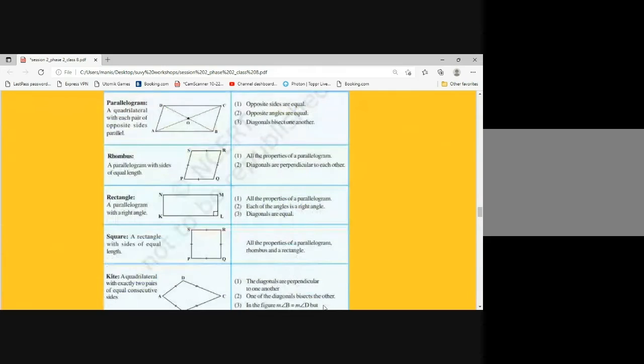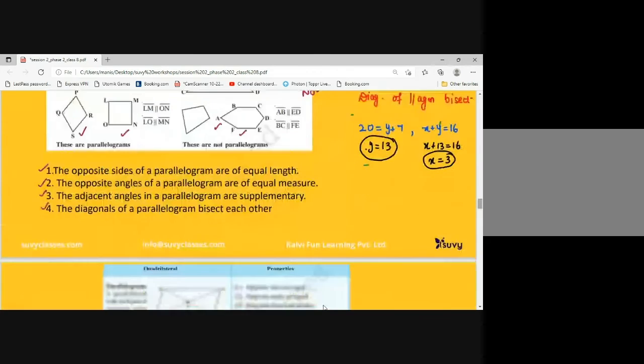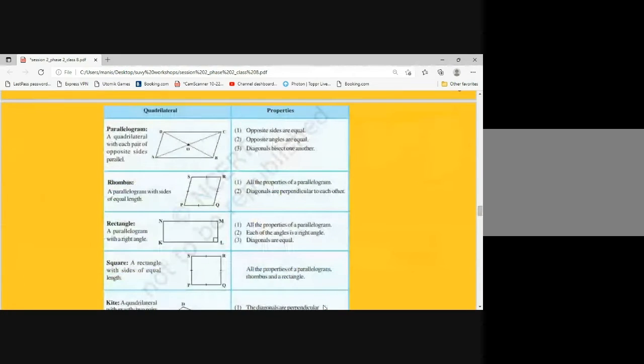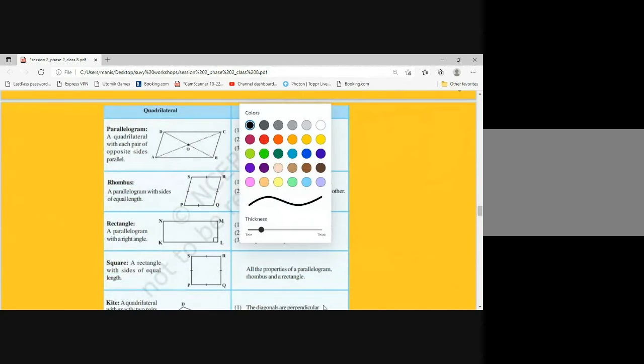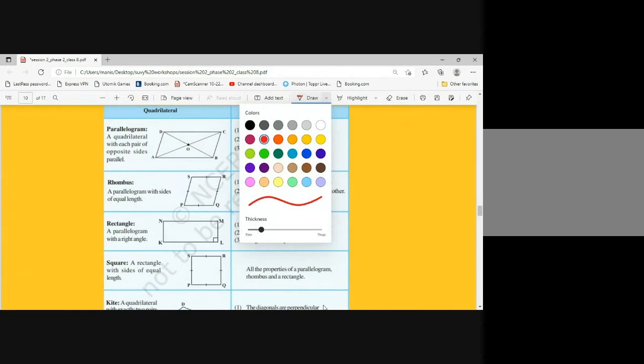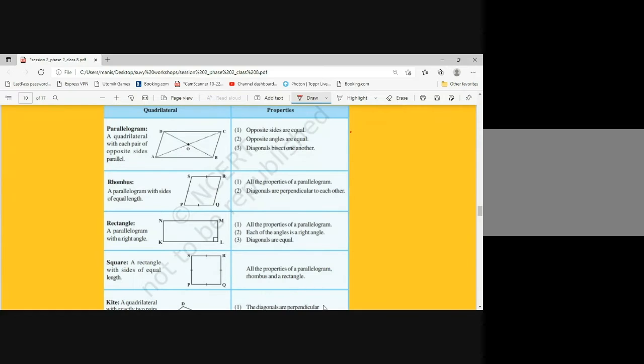So let's talk about all the figures first. It's a summarization of this chapter, what actually you will do in your class 8th, right? So very first quadrilateral is the parallelogram, a quadrilateral in which each pair of opposite sides is parallel. ABCD, meaning this is equal to this, and they are parallel. And you have studied the properties: opposite sides are equal, opposite angles are equal, diagonals bisect each other.